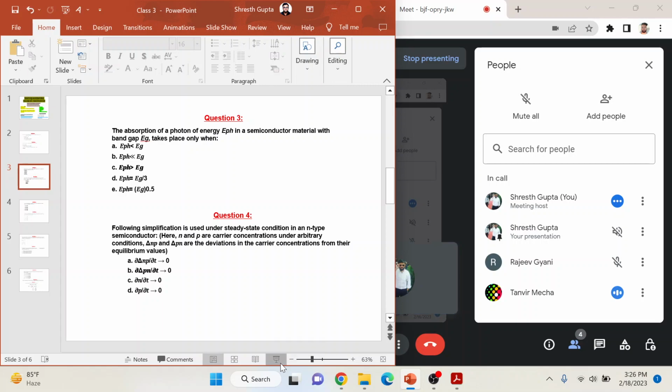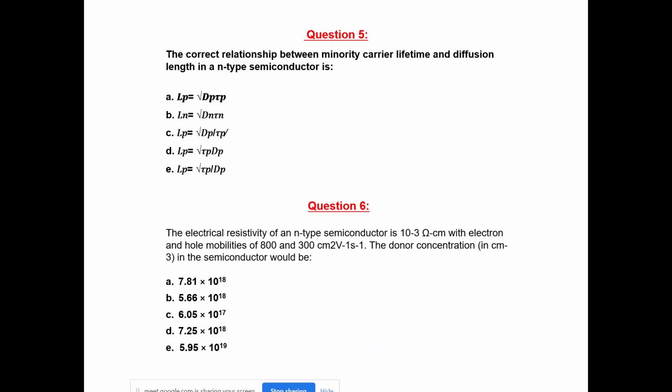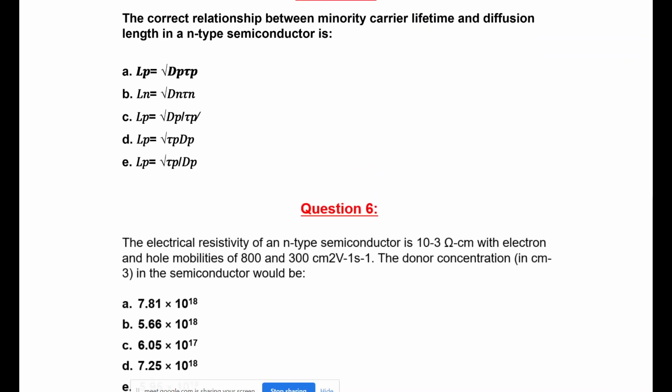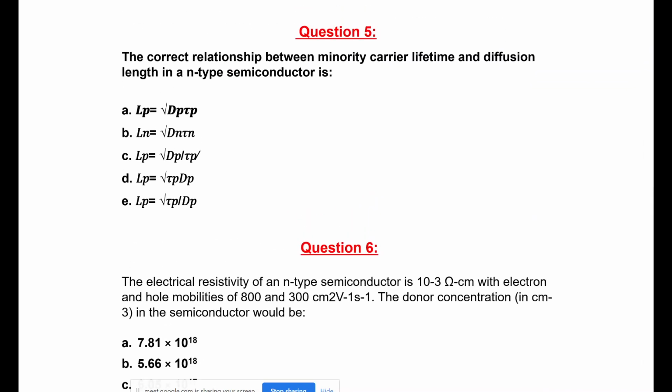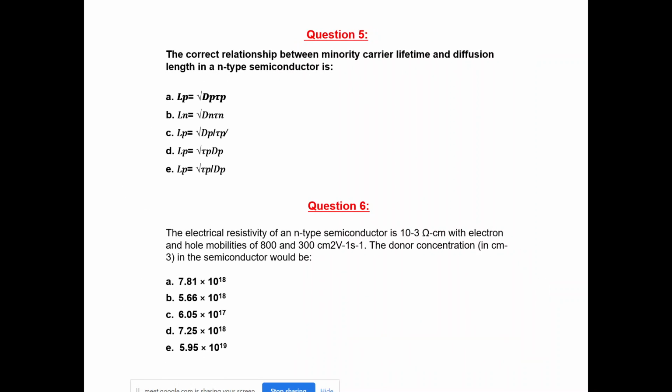Let's move to the next question. The next question is: the correct relationship between minority carrier lifetime and diffusion length in an n-type semiconductor is. The options are Lp equals root of Dp tau p, Ln equals root of Dn tau n, Lp equals Dp over tau p, Lp equals root of tau p Dp, or Lp equals root of tau p Dp by Dp. I think I've made some mistakes in writing some options.